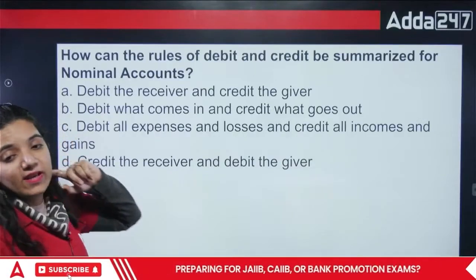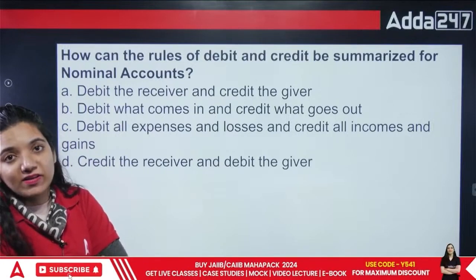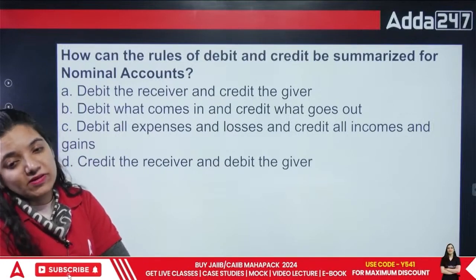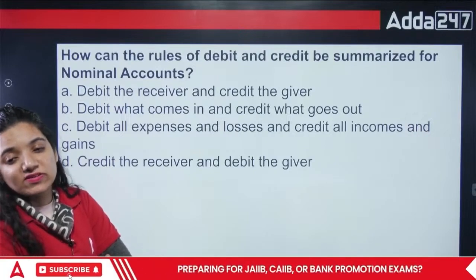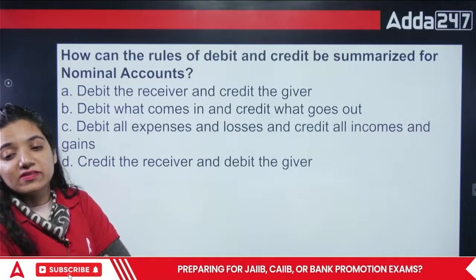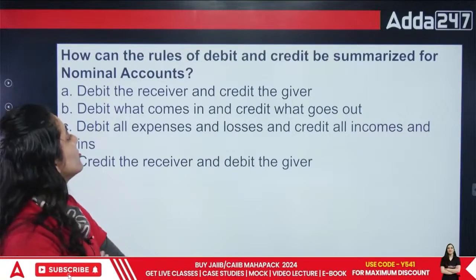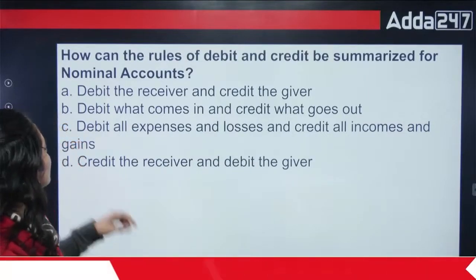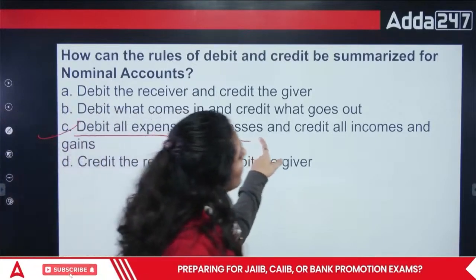Then what can the rules of debit and credit be summarized as in terms of nominal accounts? Debit the receiver, credit the giver. Debit what comes in, credit what goes out. Debit all the expenses and losses, credit all the incomes and gains, and credit the receiver, debit the giver. When we talk about nominal, nominal says it is related to the expenses and incomes. So it is related to the area of debit all the expenses and losses and credit all the incomes and gains.